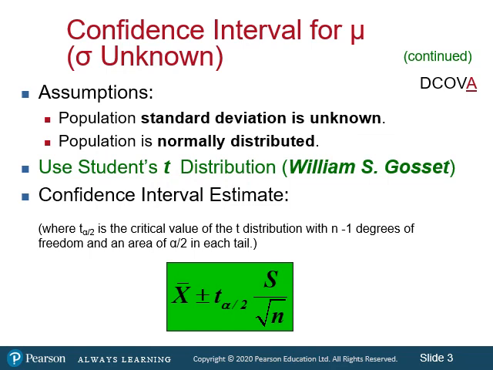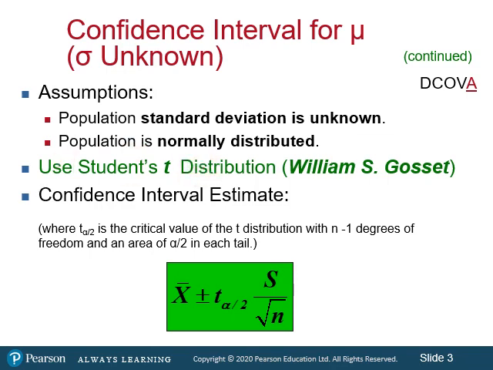This T distribution was actually developed by a guy called William S. Gossett. He was an employee of Guinness in Northern Ireland. During his days, they were not allowed to publish under their actual name. So he used a pen name called student. So that's why the T distribution is called the student's T distribution.